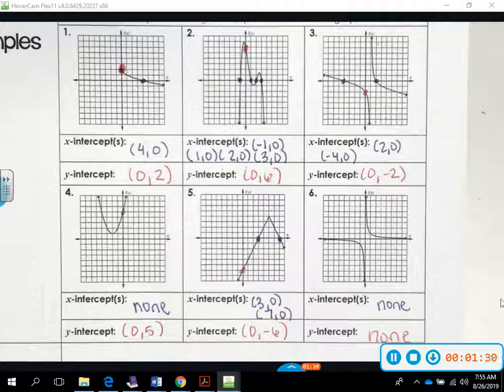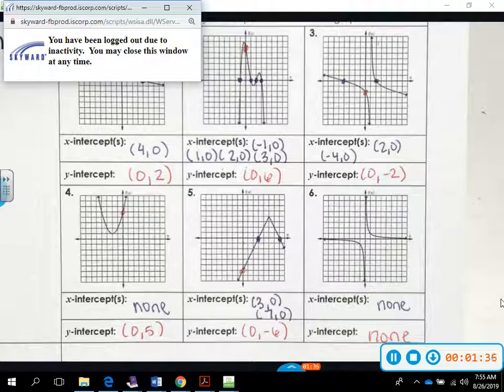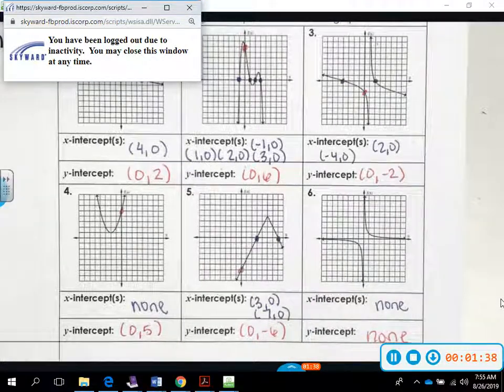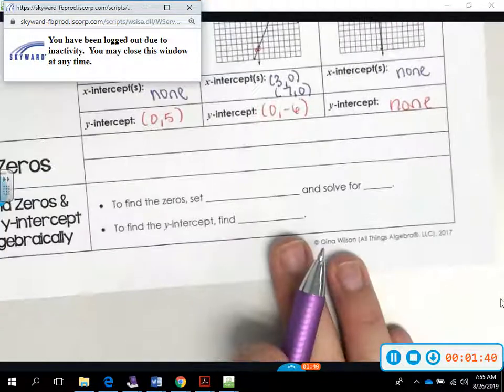Okay, so here's the answer key. Does anybody have any questions? Okay, good. All right, so moving on to zeros.